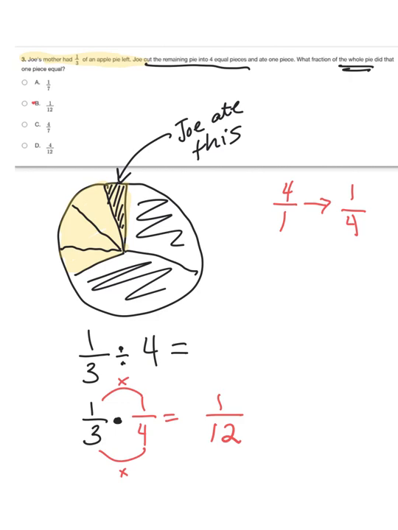And I can show this on my area model too, because if he had cut each third of the whole pie into 4 equal pieces, and you counted up all those pieces, 1, 2, 3, 4, 5, 6, 7, 8, 9, 10, 11, and 12. I've got 12 pieces all together in my whole pie, and he just ate 1. So he just ate 1/12 of the whole thing.